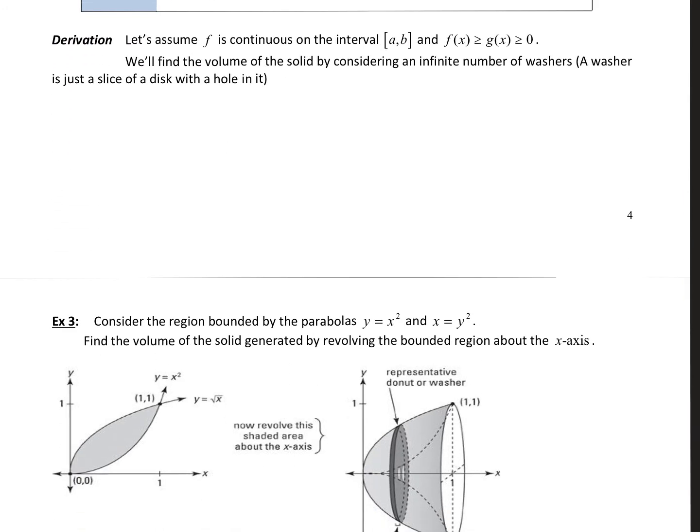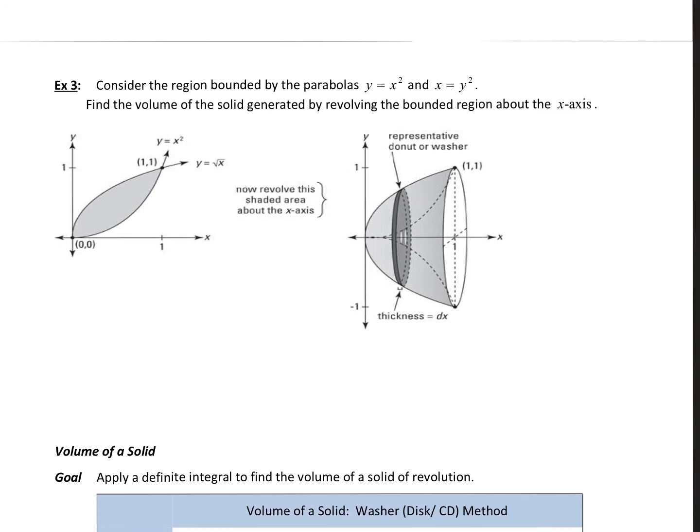Let's look at the next example and see if it makes sense. Example 3: consider the region bounded by the parabola y equals x squared. So this is y equals x squared, and then x equals y squared. Okay, fine. Why did they give it to you that way? So that's going to be like this one.